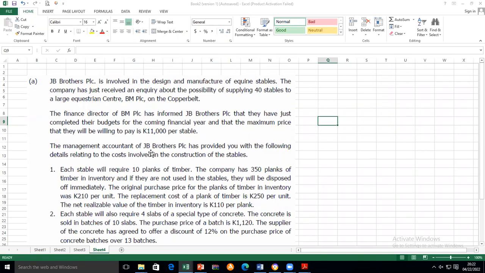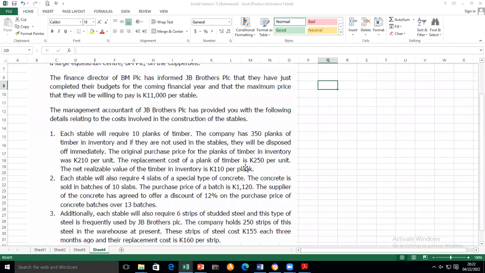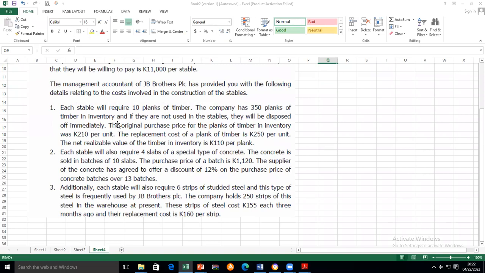So we need to identify, should we accept this offer or not? The management accountant of JB Brothers PLC has provided you with the following details relating to the costs involved in the construction of the stables. So now let's look at the relevant costs. Okay, let's start. The first one.